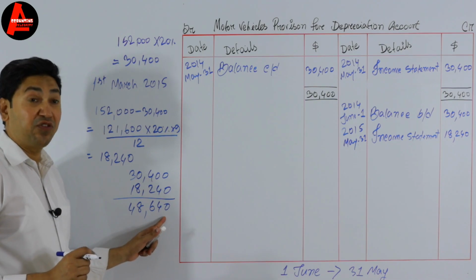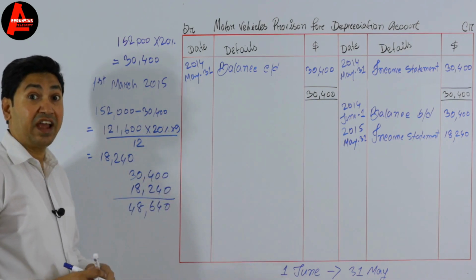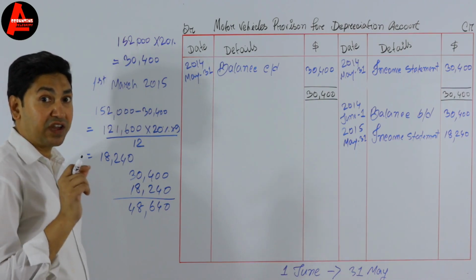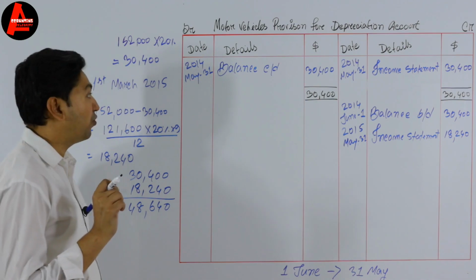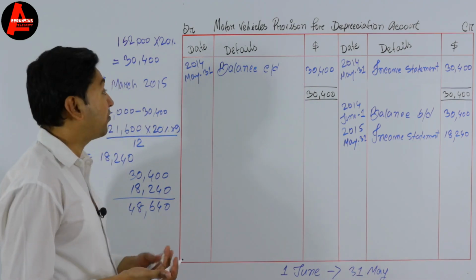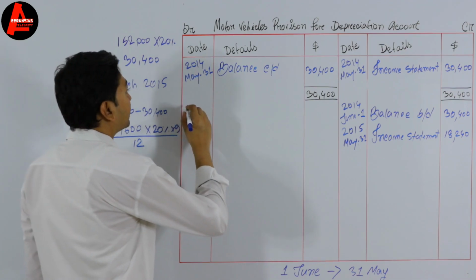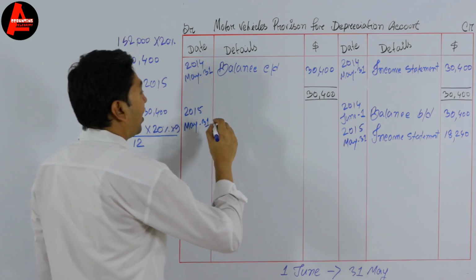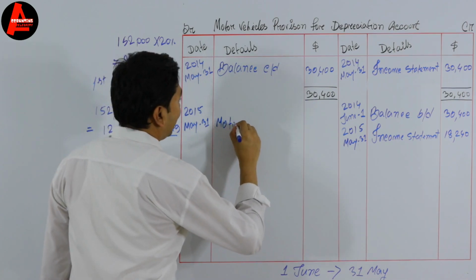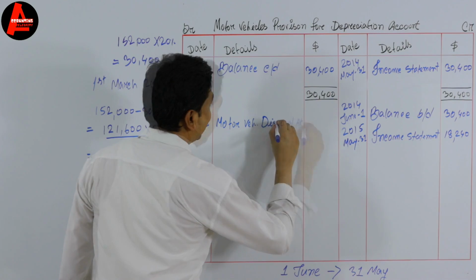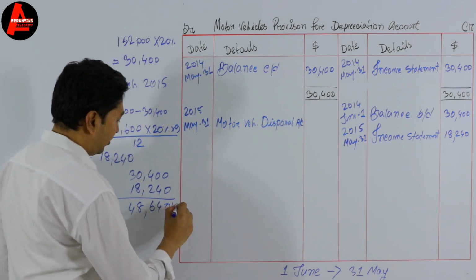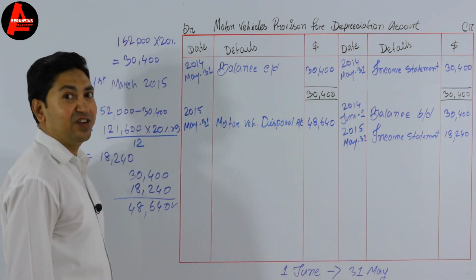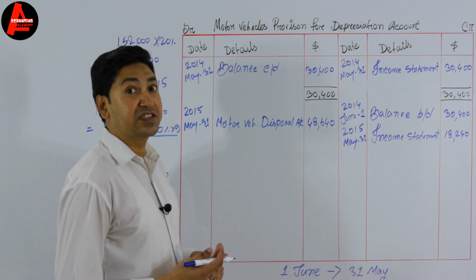So now we need to write on the debit side. Step 3, the depreciation of disposed asset, okay? We have to write it at the end of the financial year, which is 2015 May 31st. So we will write motor vehicle disposal account, okay? So we will write this amount 48,640, okay? So this is our step 3.